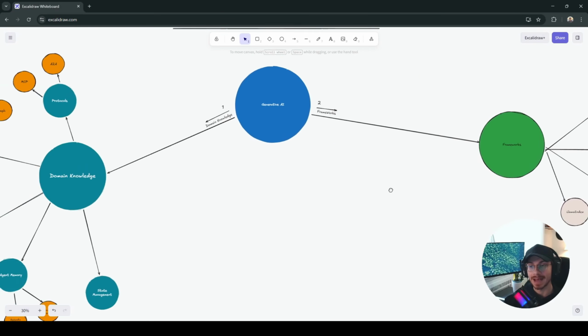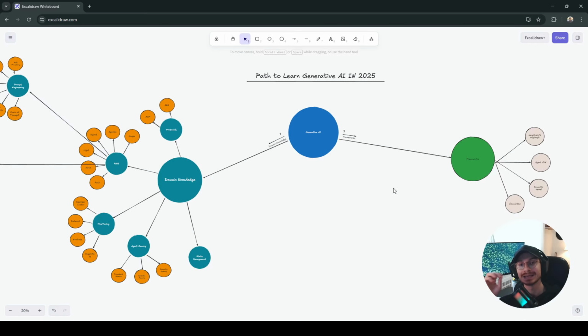And this is your path in order to be a generative AI developer in 2025.